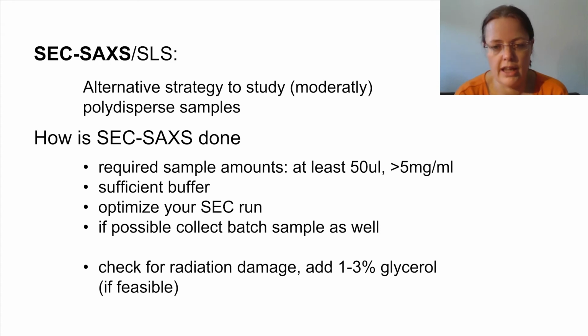If you have enough sample, it's always advisable to also collect some batch data with your sample, just to have this in comparison and to see what actually happened during the SEC run, what you could separate. Because with the SEC run, we also often risk radiation damage when the sample is going constantly through the capillary and being exposed to the X-rays. We do see that we often run into radiation damage. So if your sample can afford it, it's always best to add some glycerol or other scavengers to your running buffer when you're performing a SEC-SAXS experiment.